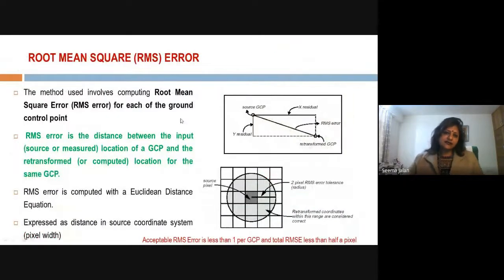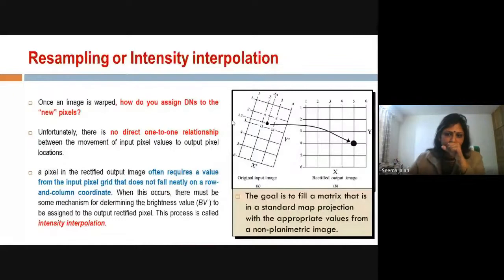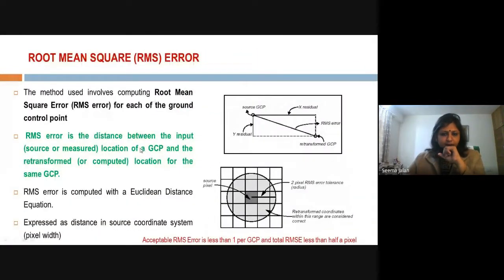Now, as I said, there will be some kind of error. So how to make out this error? This error is known as root mean square error. I will first explain what this error means. How do we get this error?